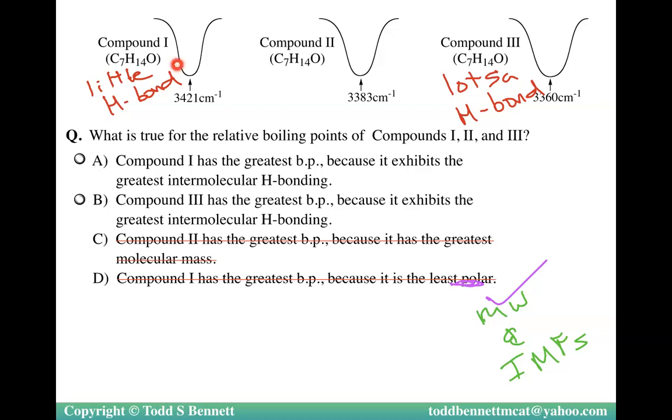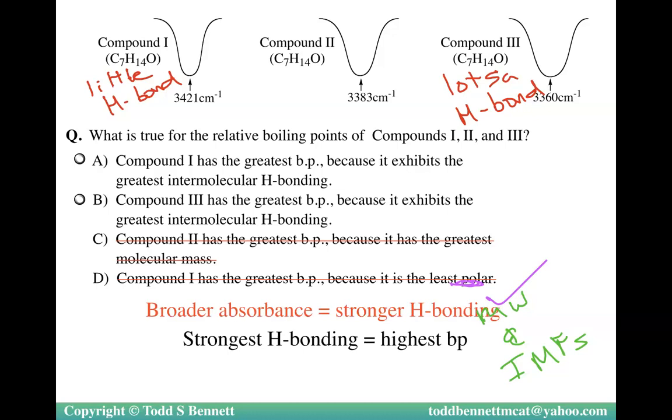Trusting that this is a narrow peak, little H bonding, this is a wide peak, lots of H bonds. Compound 3 has the greatest intermolecular H bonding because of the broadness. So it must have the highest boiling point. More H bonding, higher boiling point.